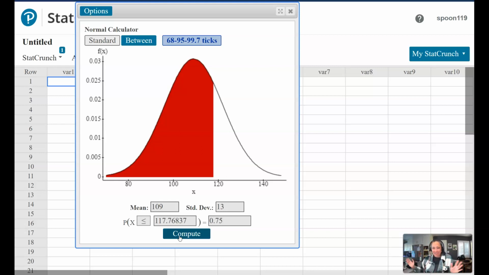So anyways, that is how we can use the StatCrunch calculator for all of our inverse questions. Again, put in the mean and standard deviation, decide whether you're standard or between, decide the direction, and then throw that percentage in as a decimal in the equal sign, and your answer will be inside of your probability notation.